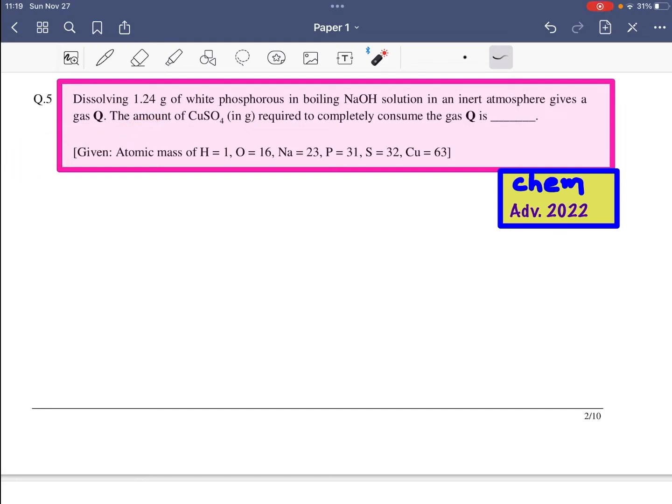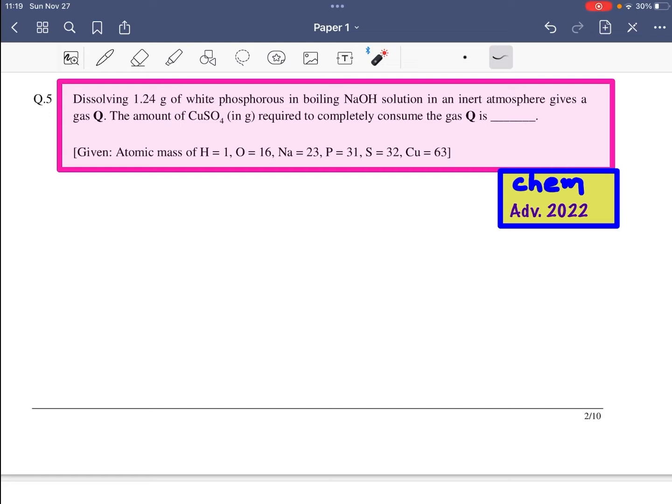The question is: dissolving 1.24 grams of white phosphorus in boiling NaOH solution in an inert atmosphere gives a gas Q. The amount of copper sulfate in grams required to completely consume the gas Q is? Atomic masses of some elements are given here. This question is directly an inorganic-based question, and we have two reactions related to this.